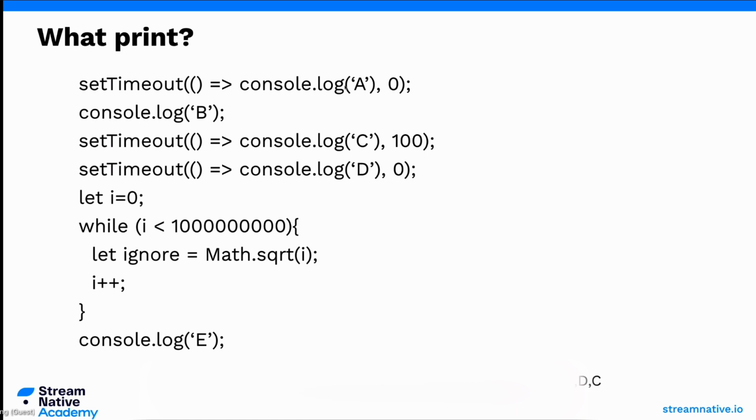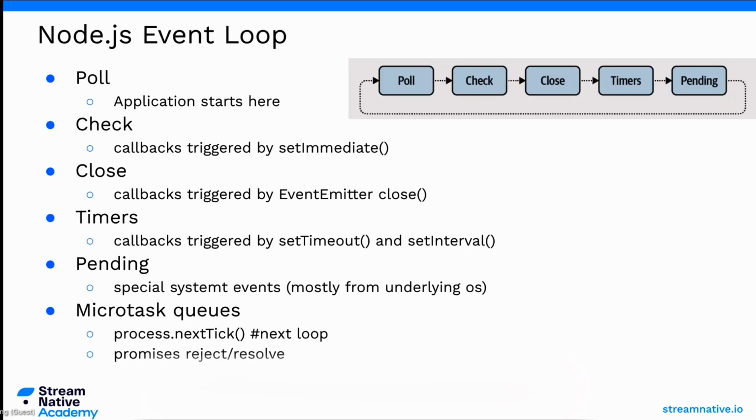Then go to A. It goes back to the timeout 0. Then setTimeout D, then go back to C. So this is the beauty of JavaScript. You need to understand why. Okay, so next slide, I'll talk about this.